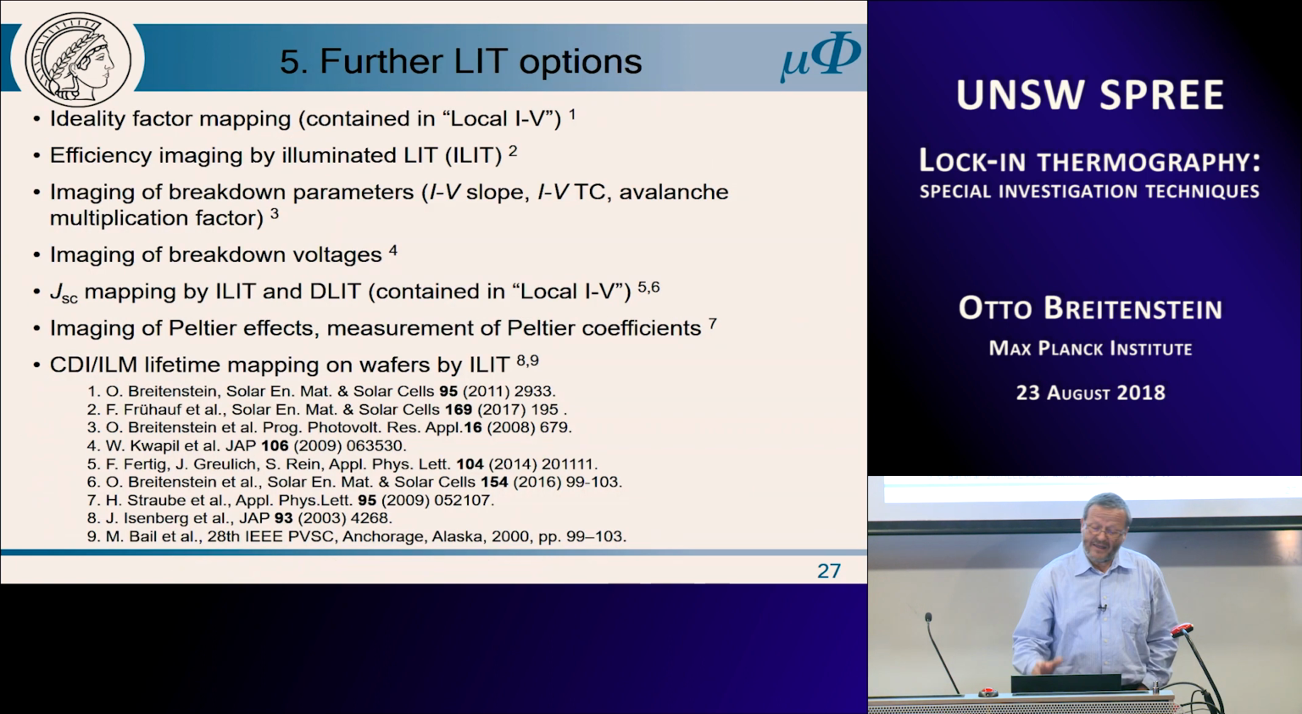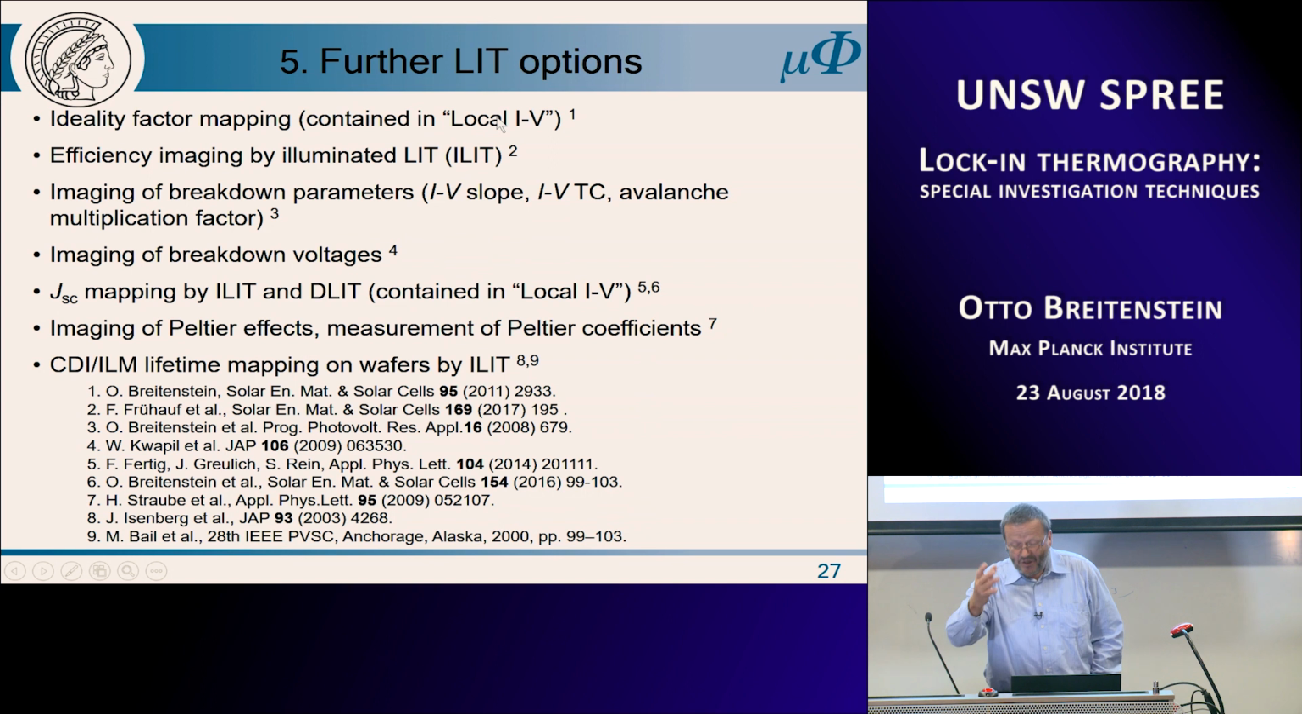Well, and now let me remind you. So my starting point was that lock-in thermography, which is often used only for imaging shunts, and indeed for shunt imaging, this is the method of choice, the best possible method. However, as I have told at the beginning, it can do much more, which is summarized here. Ideality factor mapping can be done, for example, which is contained in local I-V. I have shown ideality factor images here. And it can make efficiency imaging by illuminated lock-in thermography, as I've shown here as well.